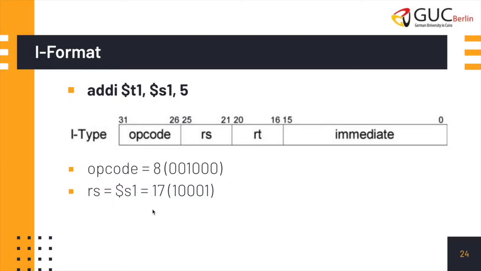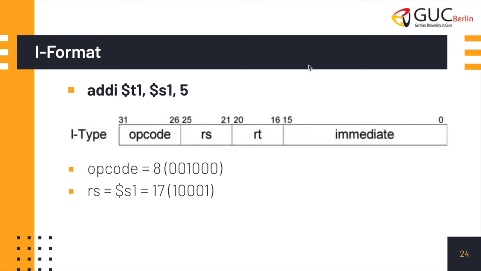Register S1 is register number 17. As you can remember from the previous tutorial, you will have a table with the list of registers and their equivalent numbers. So S1 from this table is register 17, and we need to convert the decimal value of 17 into binary, which will be 10001. They are 5 bits, so we will not add any more bits, because the field takes 5 bits and the converted value is actually 5 bits, so we are good.